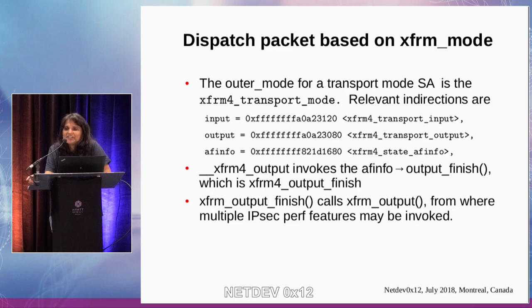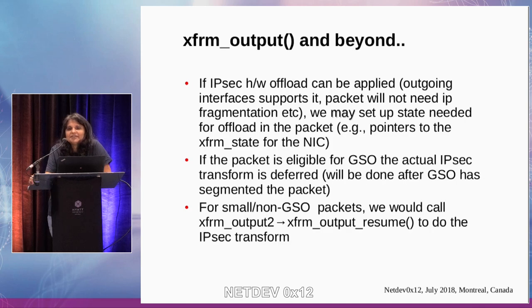But basically, the next function that actually does the IPsec stuff is XFRM for outputfinish, which you get through the afinfo.outputfinish. And here, you check to see if hardware offloads are applicable. Right? So if you're going to do the crypto offload, you might want to put little hints in the packet on where to start doing the crypto, what are the keys to use, what is the SA to use, and so on. So you do that stuff here.